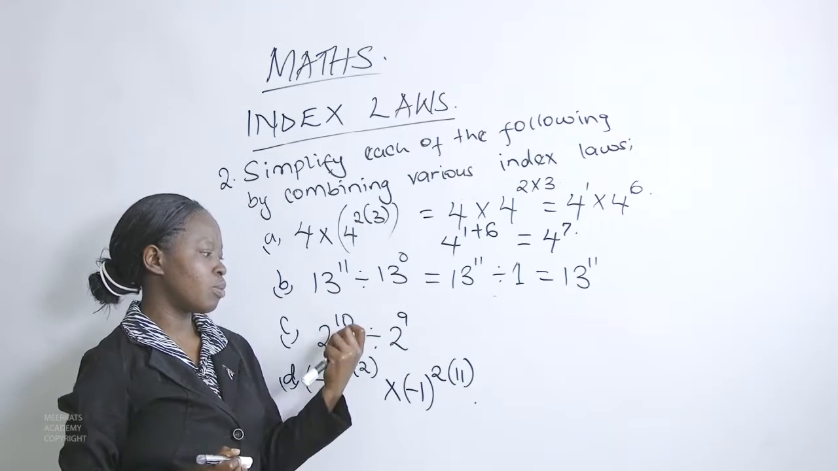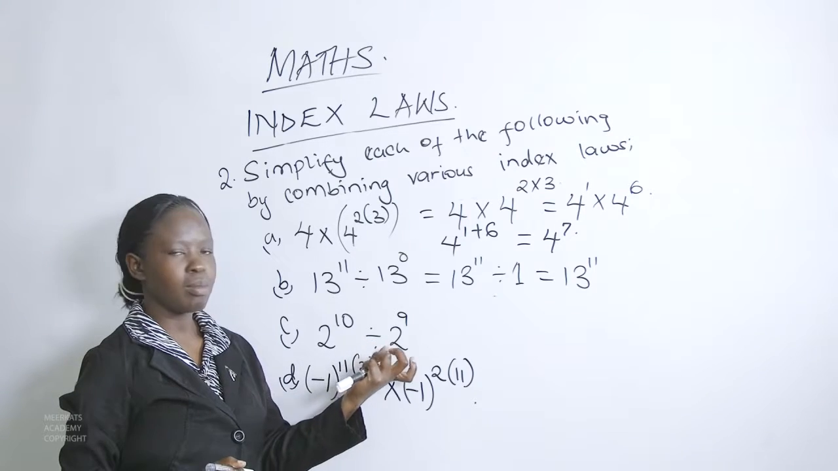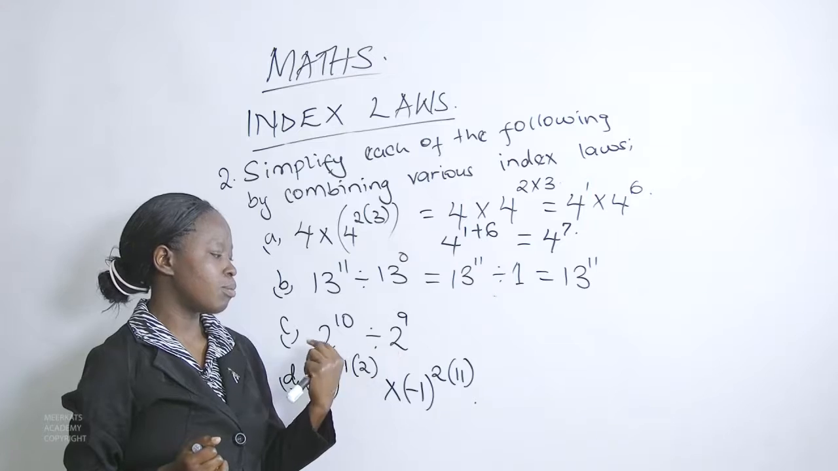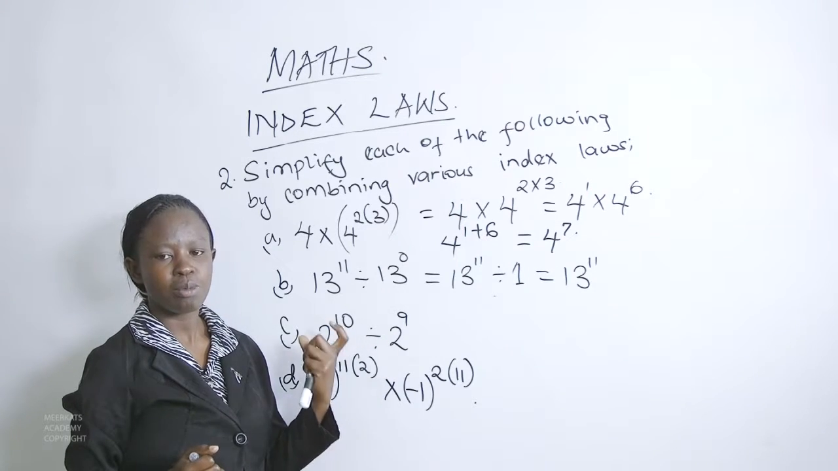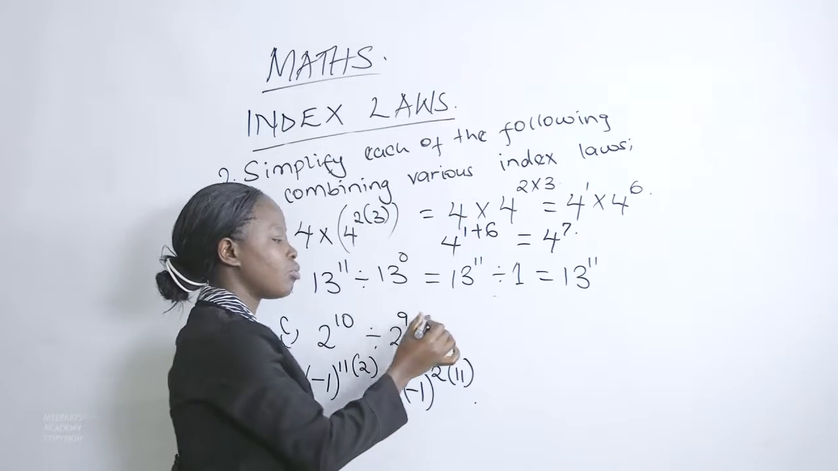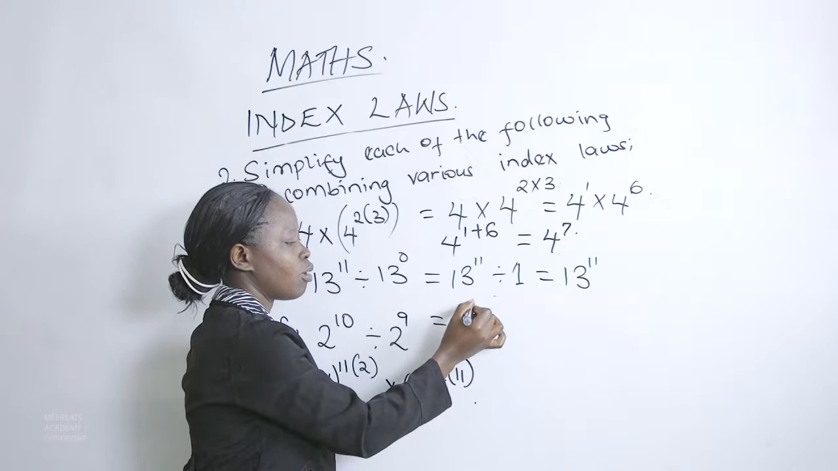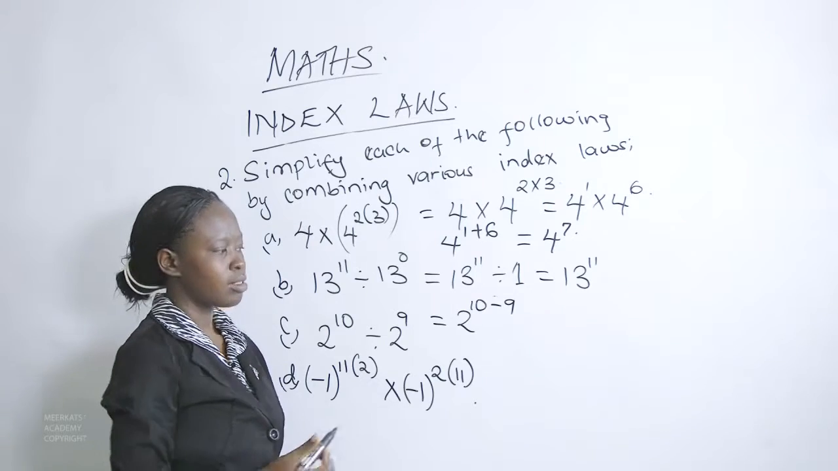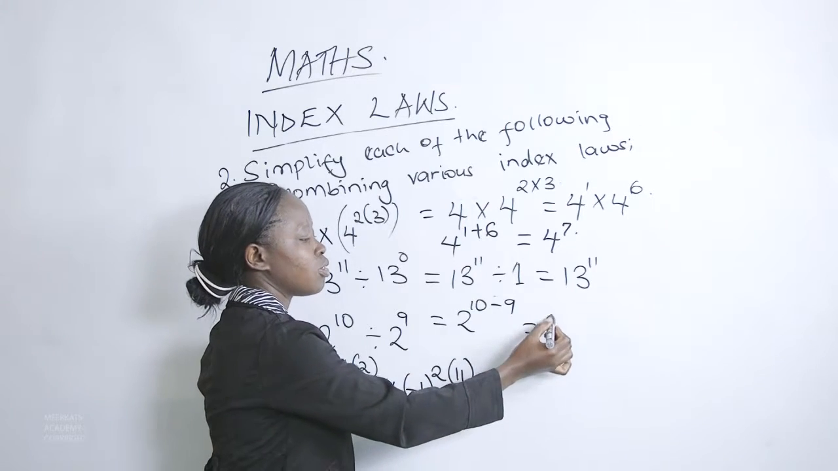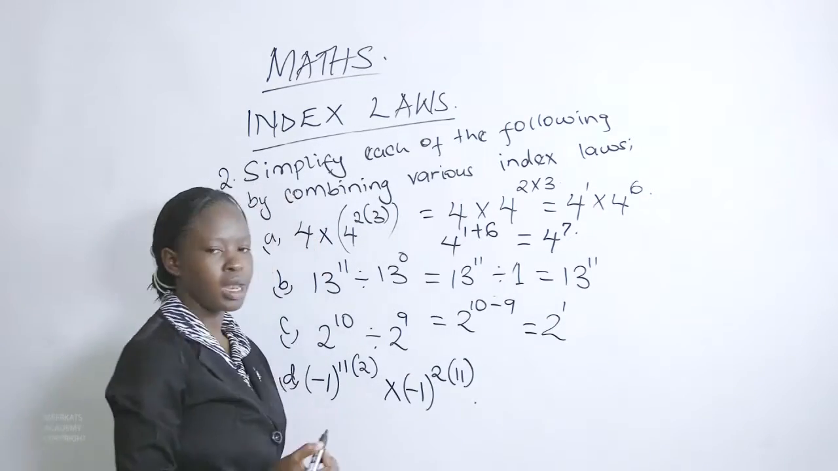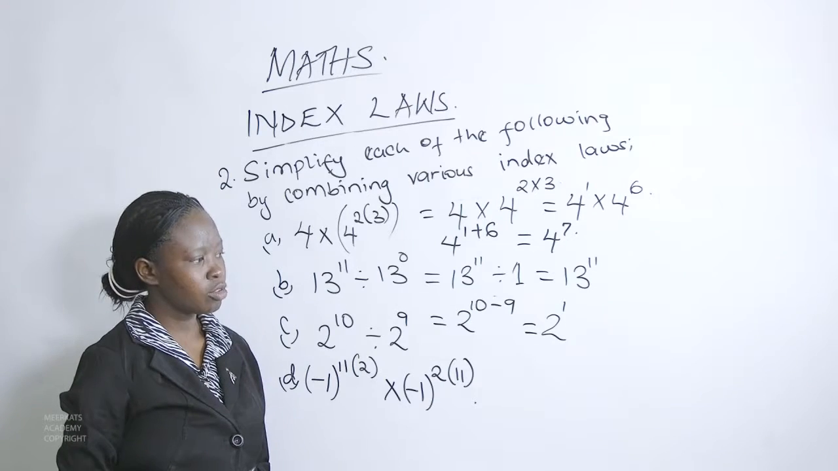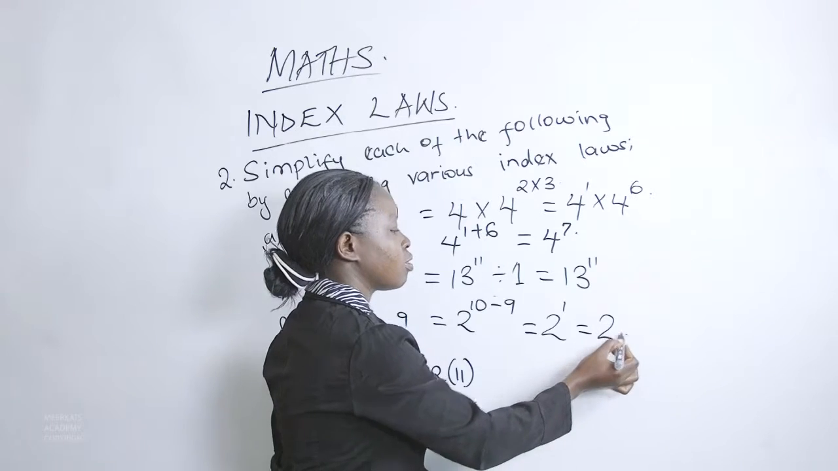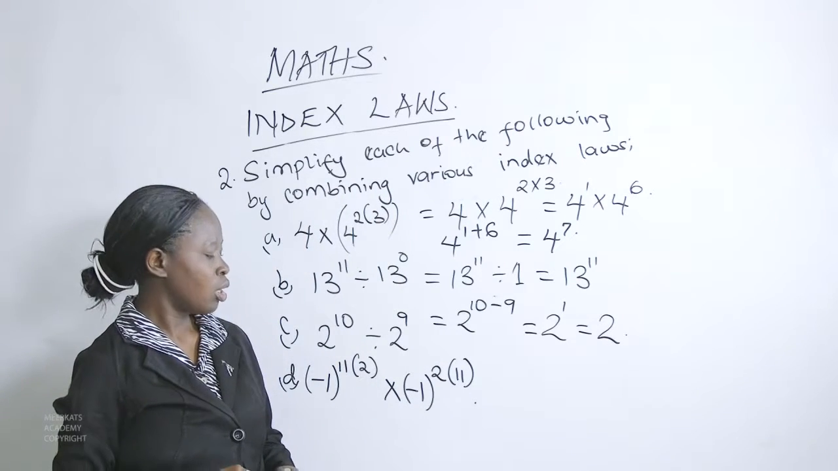Next, we have 2 to the power of 10 divided by 2 to the power of 9. So this is the same base division. We subtract the powers. That means that I have 2 to the power of 10 minus 9, and 10 minus 9 is simply 1. So this gives us 2 to the power of 1. And any number raised to power 1 is simply that number. So this means that this is just 2.